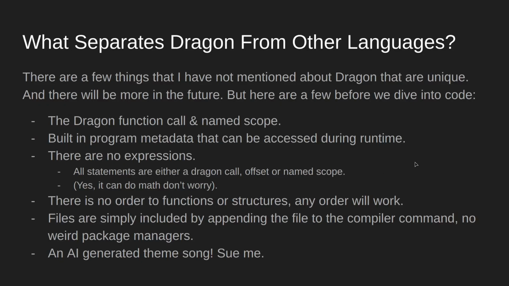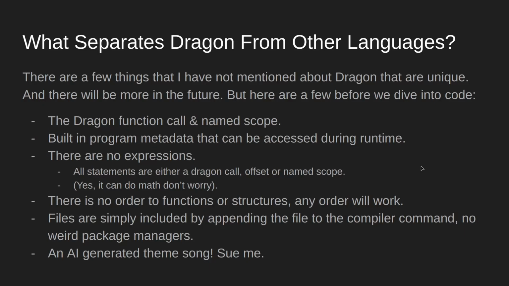And what else that I haven't mentioned separates Dragon from other languages? There'll be more stuff in the future, but here are a few things before we dive into some code. The Dragon call and name scope, we'll get to those. Built-in program metadata that can be accessed during runtime. So in other words, in the Dragon binary code, there is JSON inserted into the data section that you can read and parse, and it'll tell you things about the structure of the program.